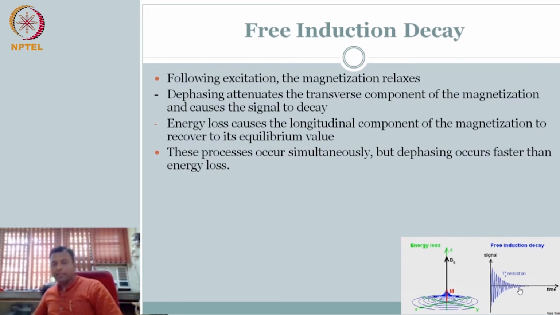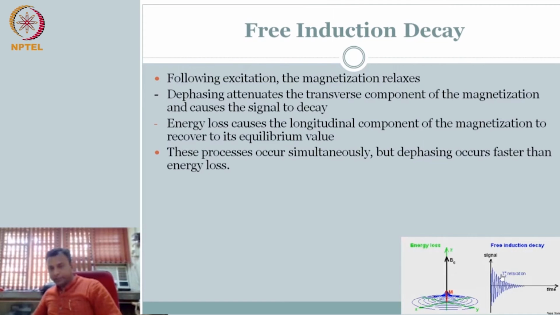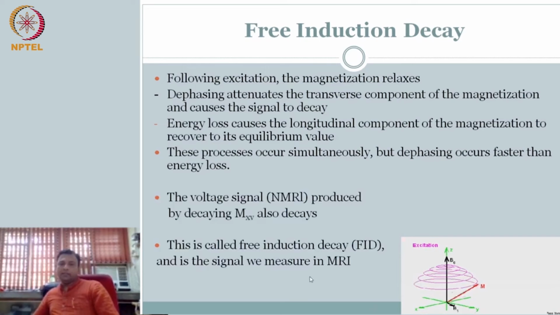How fast it goes down is the material property of T2, right? And then while it is going down, the M in the Z direction is increasing. So that's your T2. Your voltage signal is recorded, but it is getting reduced with time. And the rate of reduction is going to define your dephasing relaxation time. You also notice that due to energy loss, the signal in the Z direction is increased. So the voltage signal produced by Mxy also decays. This is called the free induction decay. This is the signal that you are measuring.